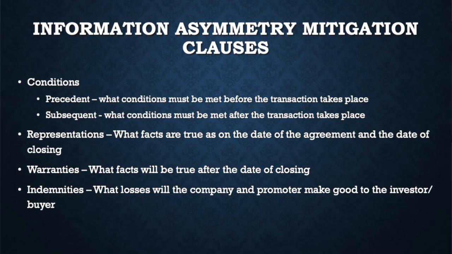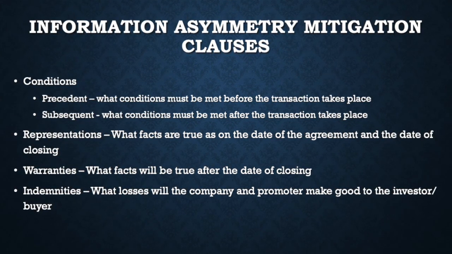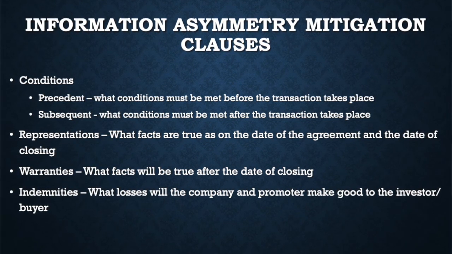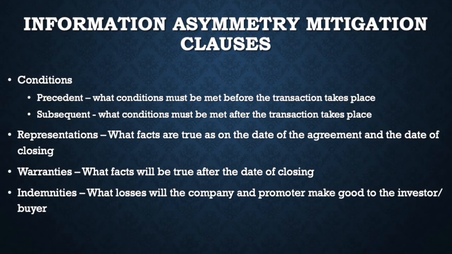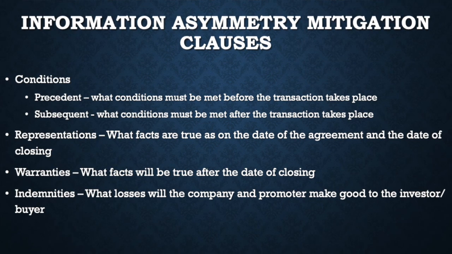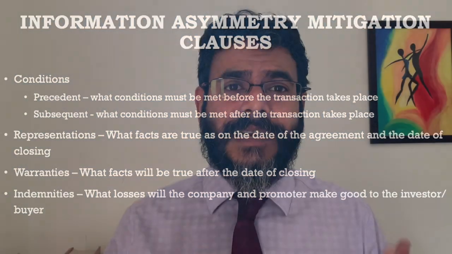Indemnities. For which losses will the company and promoter make good to the investor or the buyer? Now, all of these clauses that come out of information asymmetry mitigation, they all presuppose one thing, that we've already done our diligence. There is no way we can actually draft conditions, reps, warranties, indemnities without studying the asset first, right? Which is why, again, a due diligence to discover risk is absolutely essential. So in other words, information asymmetry mitigation clauses also mitigate risks.